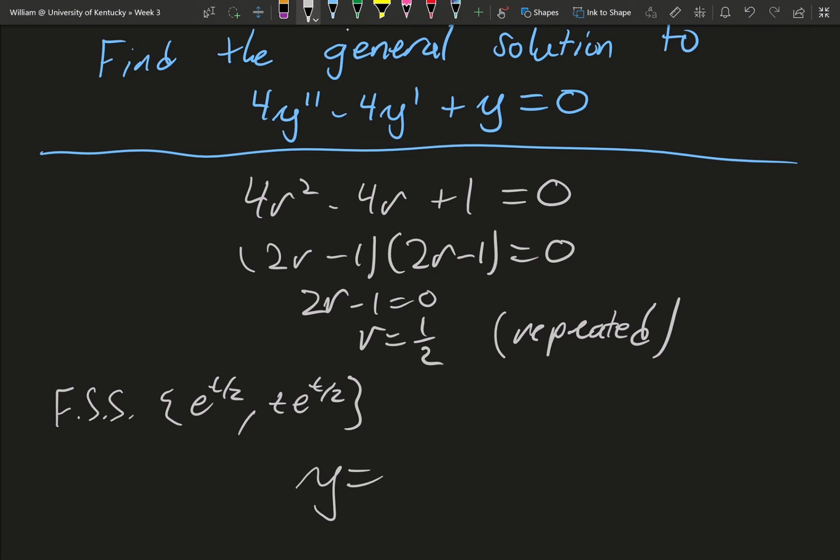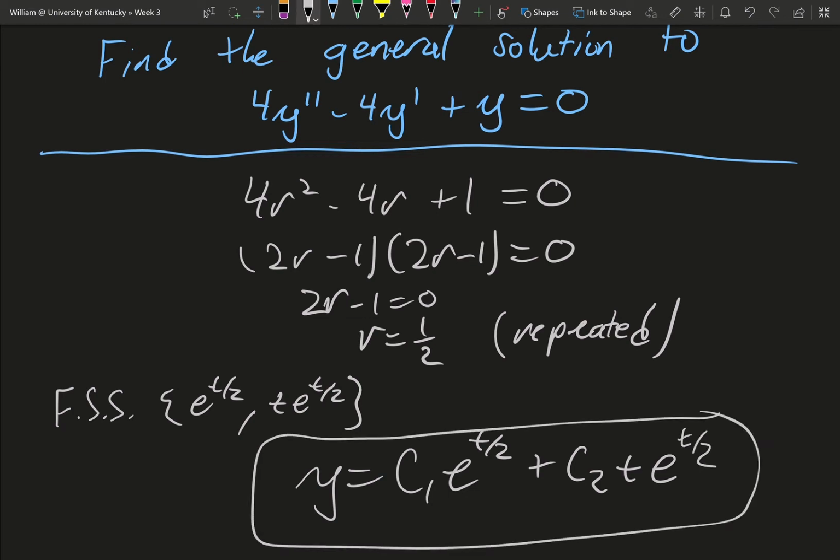And so y is c1 e to the t over 2 plus c2 times t e to the t over 2. Obviously, the order of which one is y1 and which one is y2 doesn't matter. They just both need to be there.